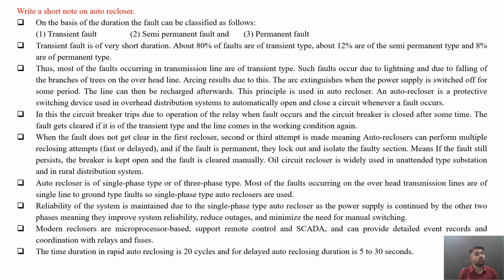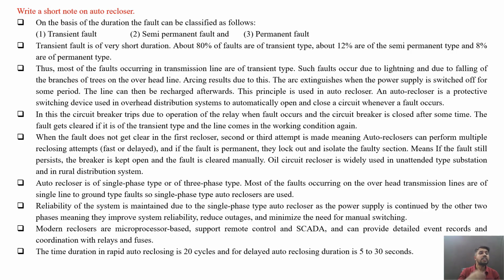An auto reclosure is a protective switching device used in overhead distribution system to automatically open and close a circuit whenever a fault occurs. Now in this, the circuit breaker trips due to the operation of the relay when fault occurs and the circuit breaker is closed after some time. The fault gets cleared if it is of the transient type and line comes in the working condition again. When the fault does not get cleared in the first reclosure, second or third attempt is made, meaning auto reclosures can perform multiple reclosing attempts, fast or delayed time.